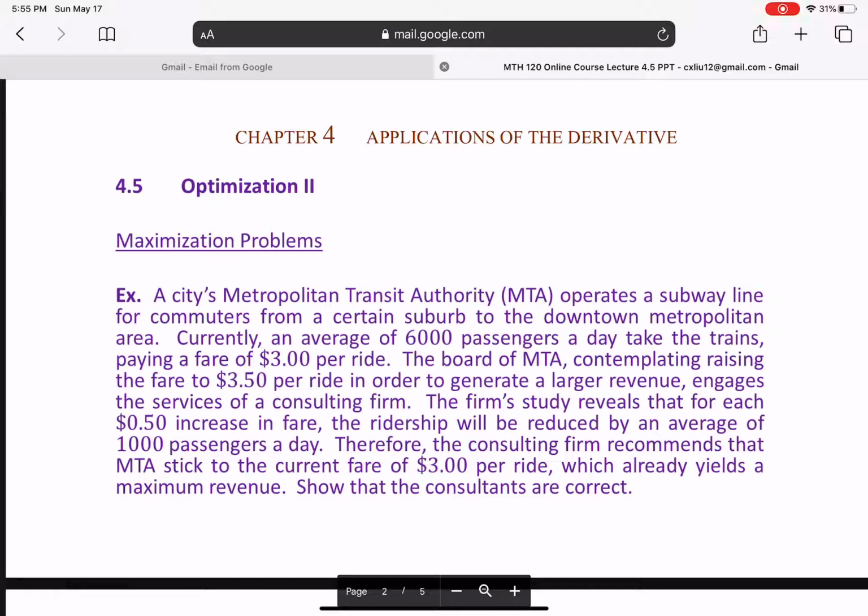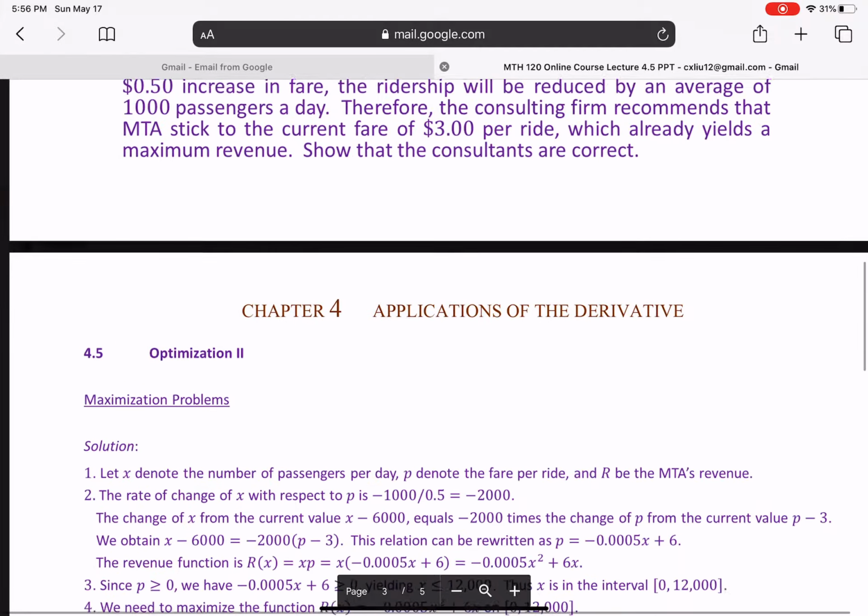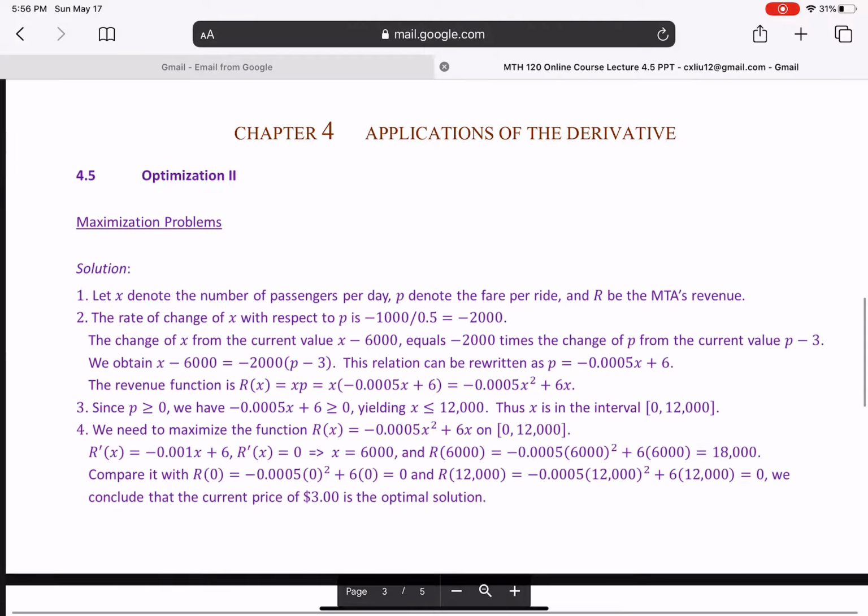They engage the services of a consulting firm. This firm's study reveals that for each 50 cents increase in fare, the ridership will be reduced by an average of 1,000 passengers a day. Therefore, the consulting firm recommends that the MTA stick to the current fare of $3 per ride, which already yields a maximum revenue. Are the consultants correct? We're going to follow the 4 steps strictly and do the problem.